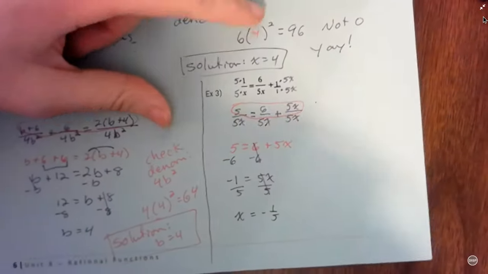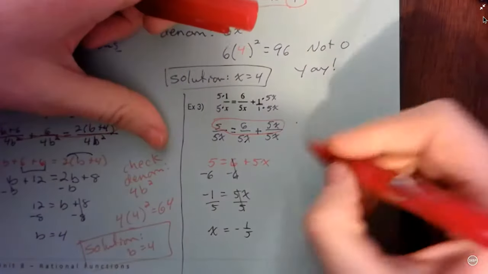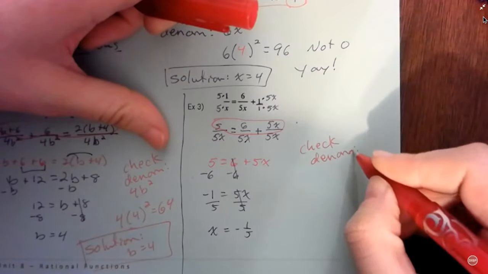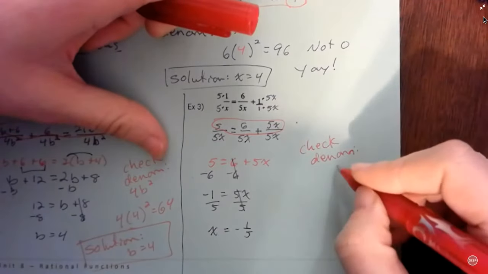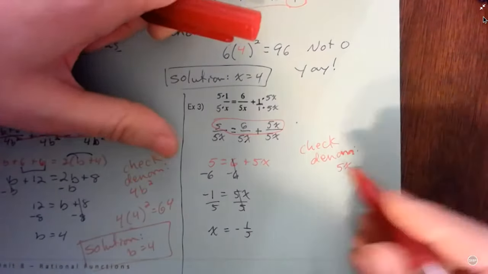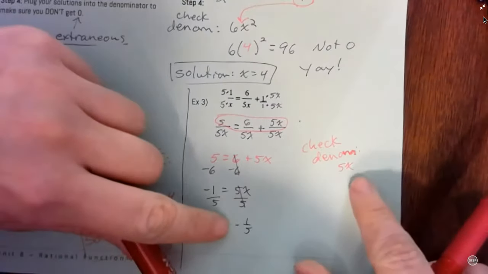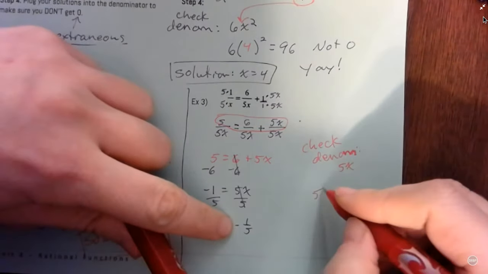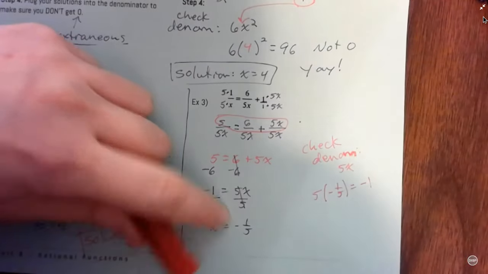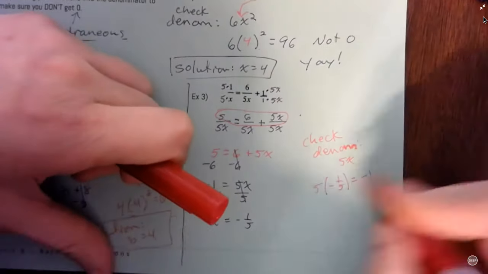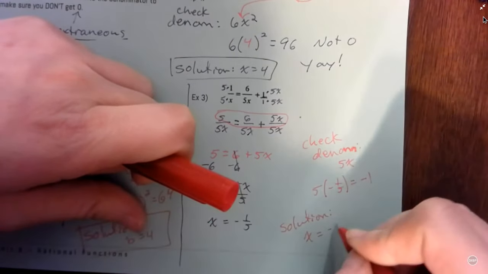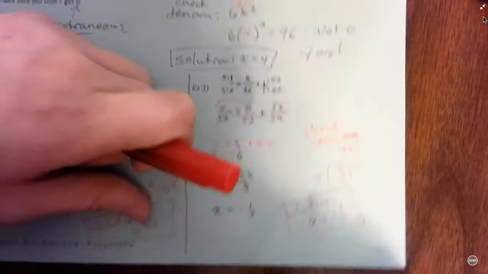And again, do check that denominator. Check denominator, which in this case is 5x. So I'm going to plug negative 1/5 in for x right here. So I have 5 times negative 1/5, which gives me negative 1, which is not 0. So I know my solution is indeed x equals negative 1/5. Yay!